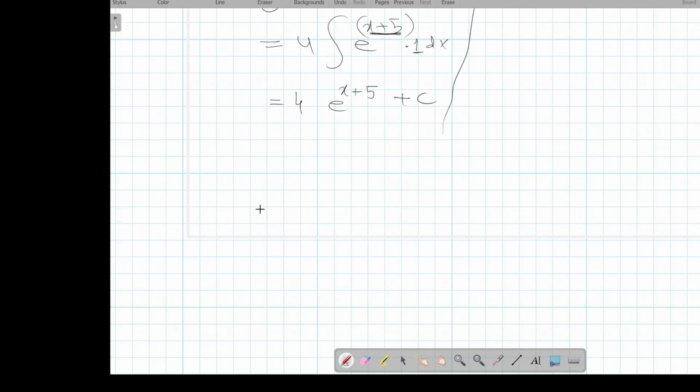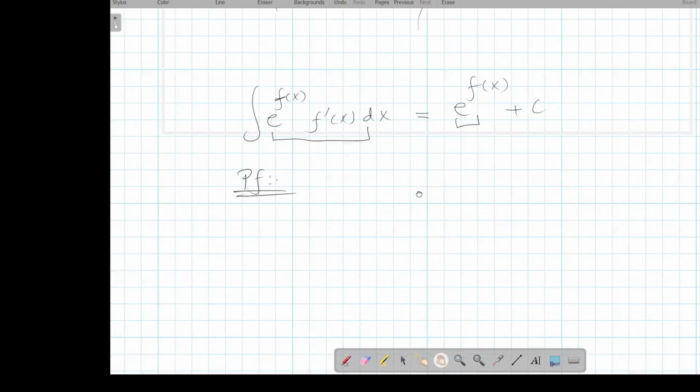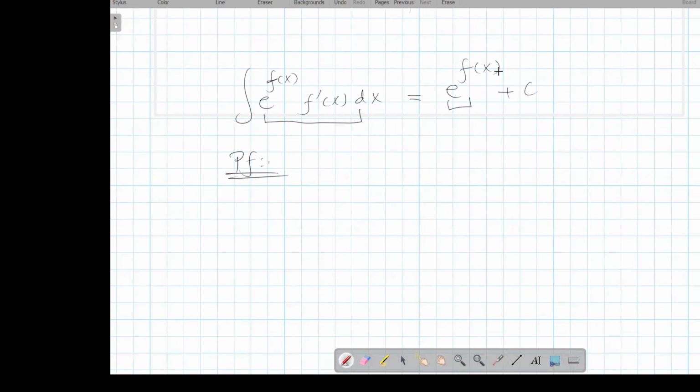Let me explain this thing again. This is actually coming from the chain rule. We want to prove that the antiderivative of this is this. That the antiderivative of this function is e to the power f of x. So where is this derivative coming from? Why should this be available here? This is the question, right?